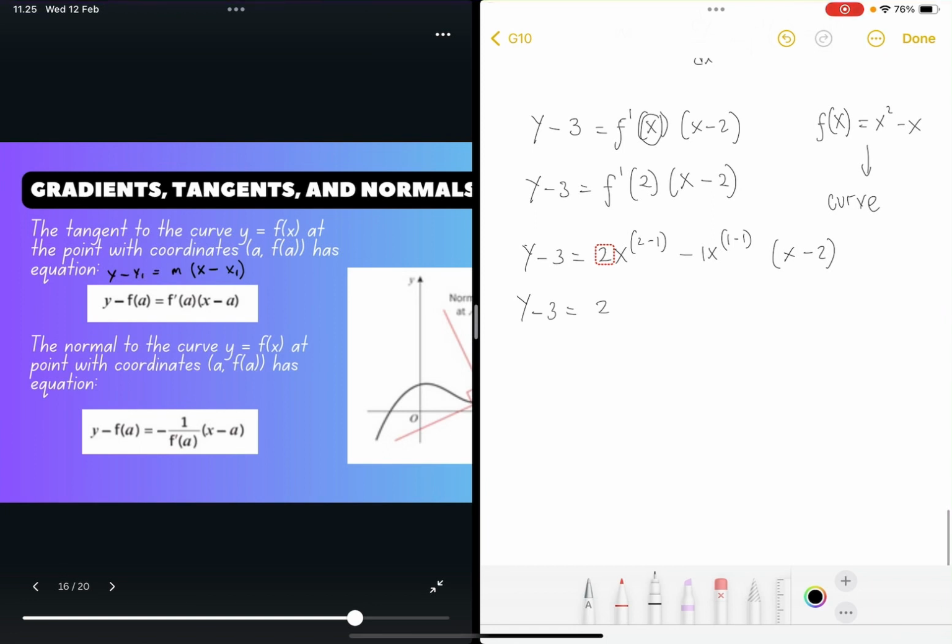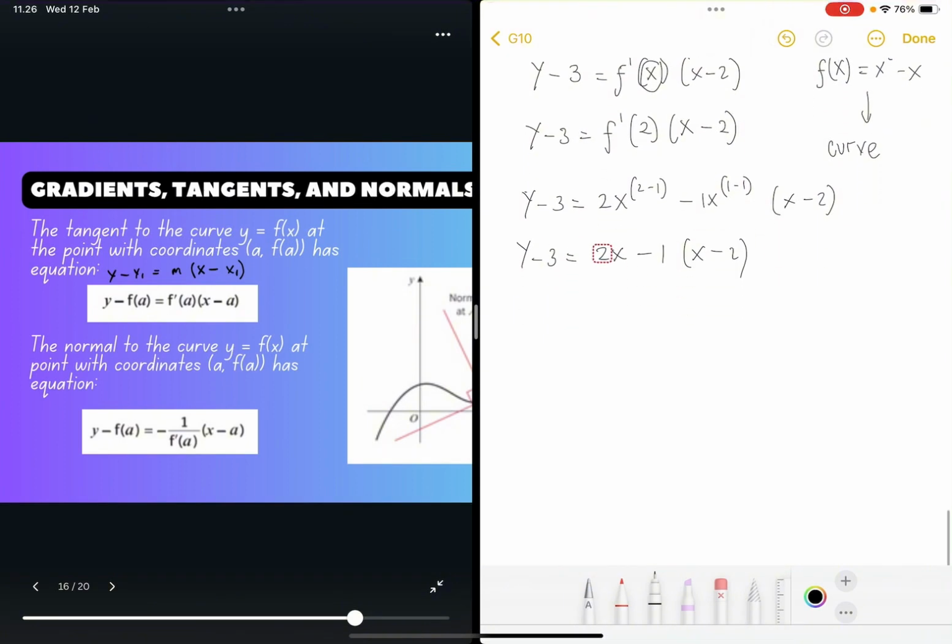Here 2x to the power of 2 minus 1, which is the power of 1 only. And then here 1x, x to the power of 1 minus 1. 1 minus 1 is 0. So x to the power of 0 is 1. So only 1 left. Okay? Here x minus 2.